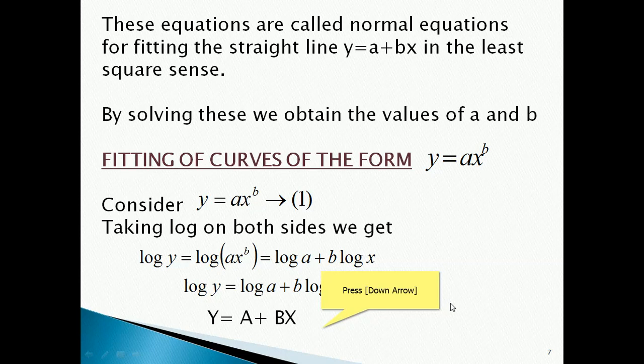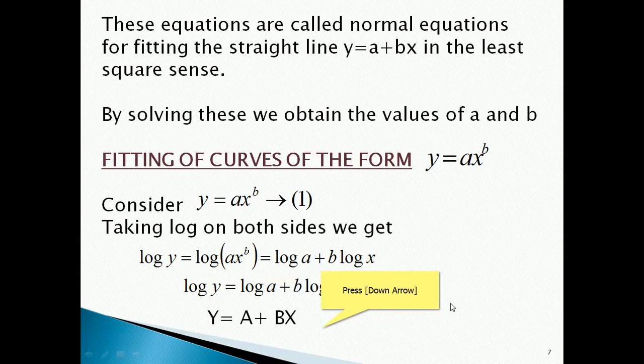We are all familiar in writing the normal equations for this straight line Y is equal to A plus BX. What are the normal equations? Sigma Y is equal to nA plus B into sigma X, sigma XY is equal to A into sigma X plus B into sigma X square are the normal equations. Find the corresponding sums, put those values. We are getting two equations in two unknowns. By solving those two equations, we are getting the A and B values.